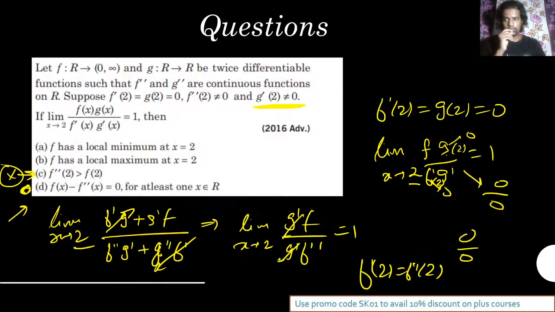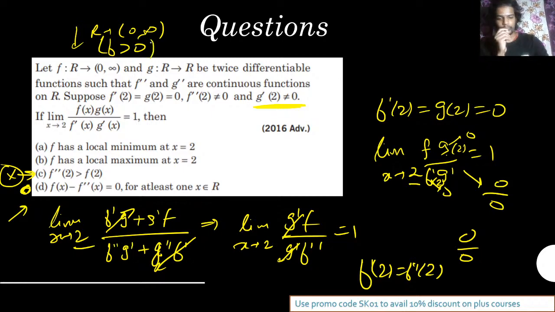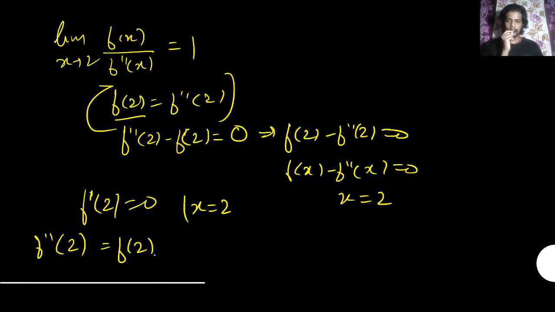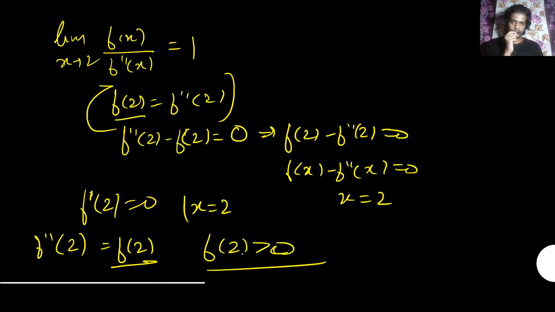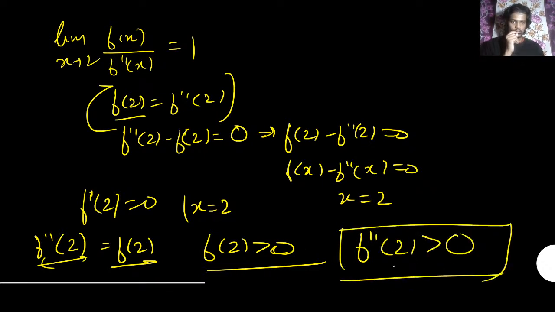Now understand that the function f is defined from R to (0, infinity). It means that the function itself is a positive quantity. If the function is positive, it means that f(2) is greater than 0. If f(2) is greater than 0, it means that the double derivative is also greater than 0 because they are equal.